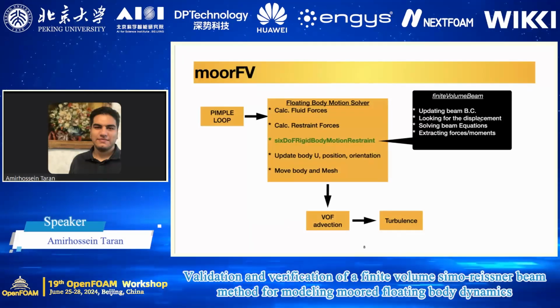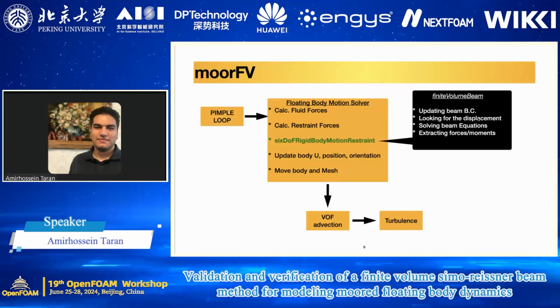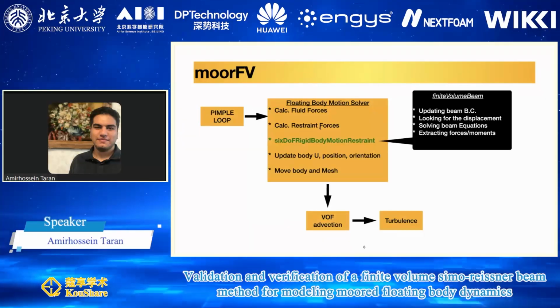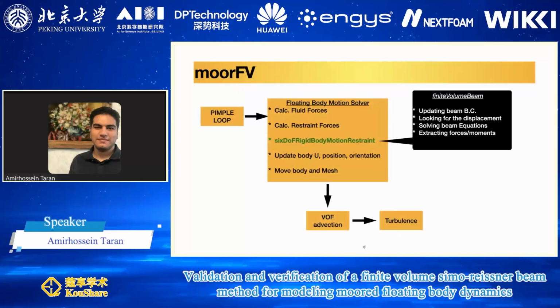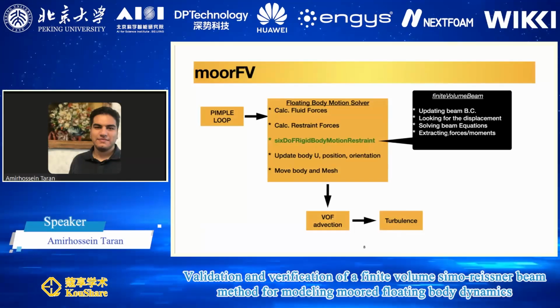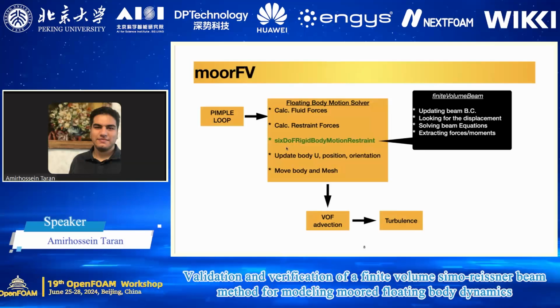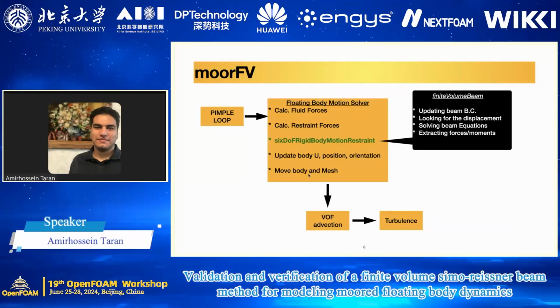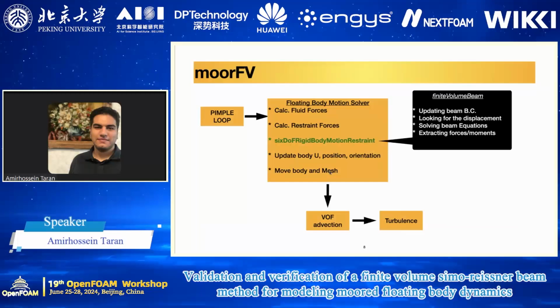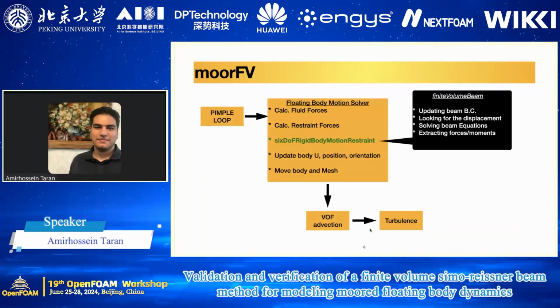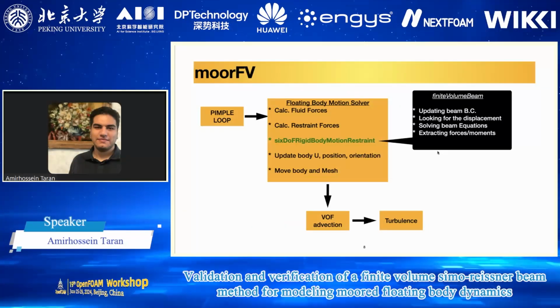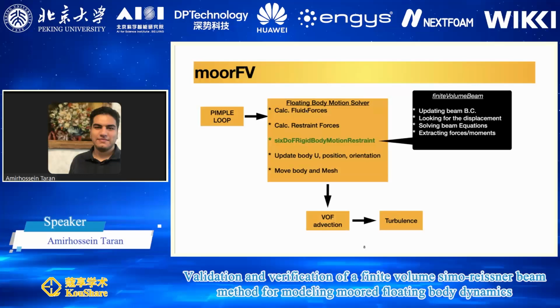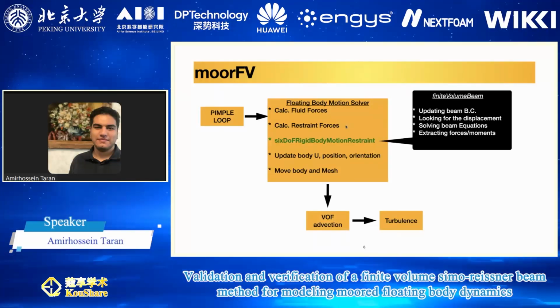Based on the previous iteration, the previous value for the displacement of the rigid body, I update the boundary condition of the beam, then solve for the beam and extract the forces. Following that, we update the velocity and position, then we move the mesh and body, and the advection and turbulence, and that's all. The only thing happening here is that in this restraint, I contribute to the motion of this box, or the rigid body that I have in my simulation.